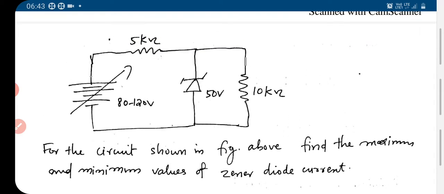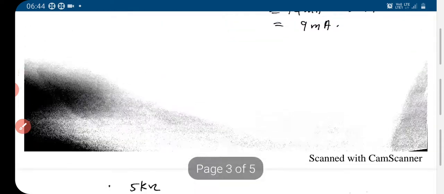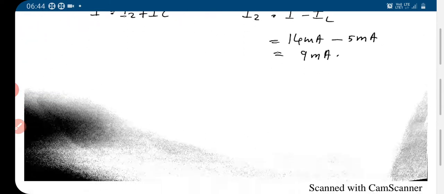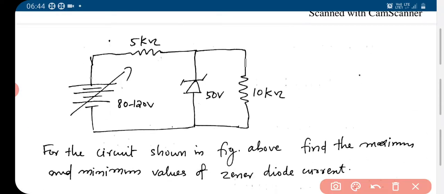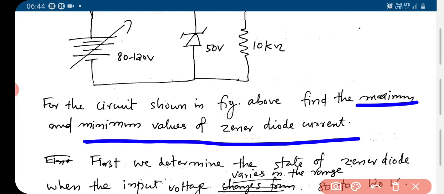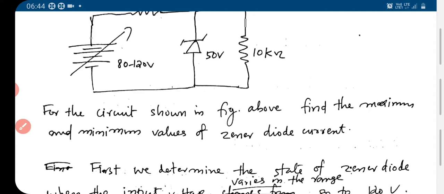Now we do another problem, the same thing. Here the only thing is the input voltage varies from 80 to 120 volt. The series resistance is 5 kilo ohm, and R_L is 10 kilo ohm as in the previous problem. The Zener has a voltage rating of 50 volt. What we want to find is the maximum and minimum values of the Zener diode current.